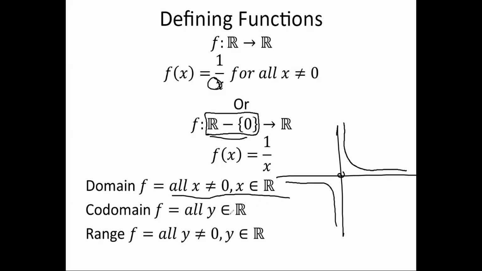Your codomain is all the values of y. Your range is all y is not 0. So what you're seeing there is a small difference between the range and the codomain. The only thing that is missing from the range that is in the codomain is 0. And that makes it not surjective. The range is not equal to the codomain.